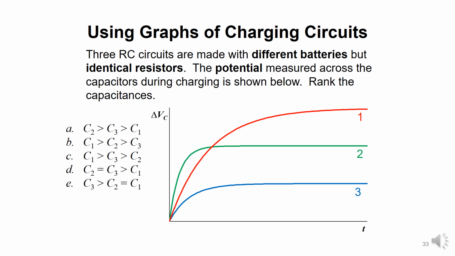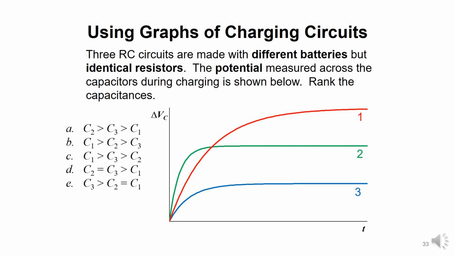Okay, next problem. So this time we have 3 RC circuits and they have different batteries. In the previous slide we had the same batteries, but this time we have different batteries, but we still have identical resistors. We have equal resistors. And we probably have different capacitors as well. We'll figure it out. So like before, we are given the 3 capacitor voltage graphs 1, 2, and 3.